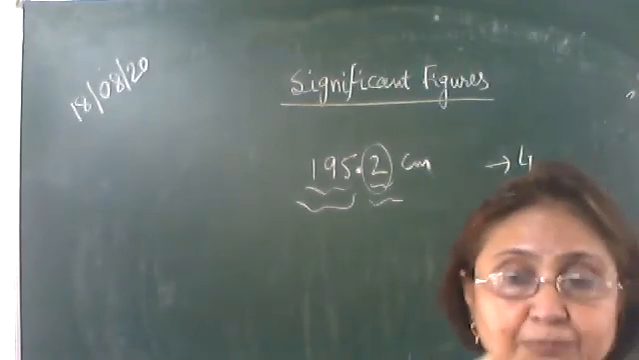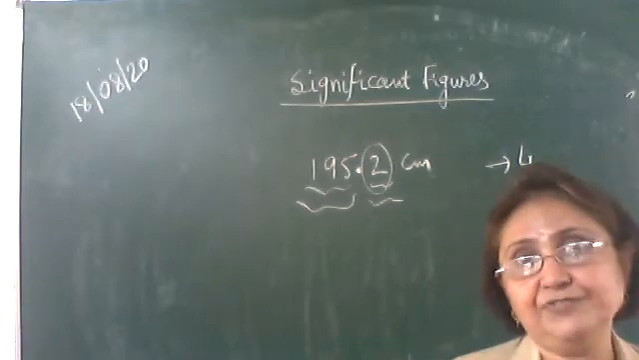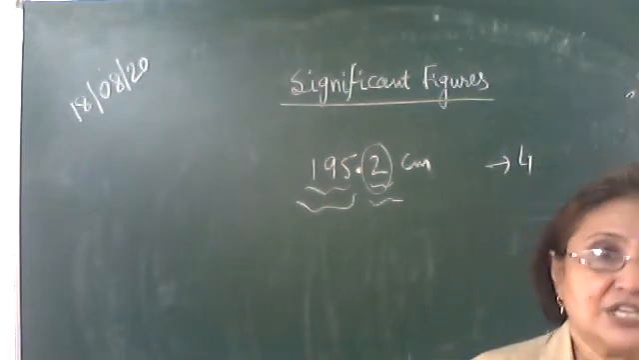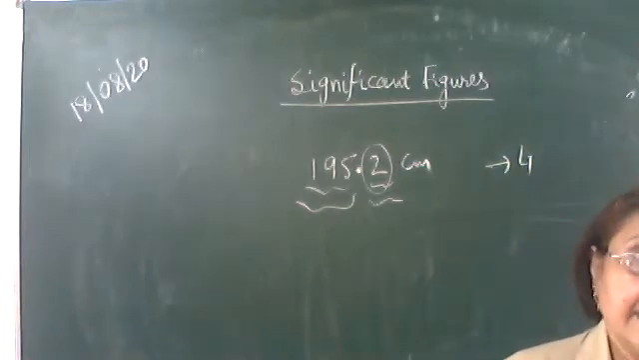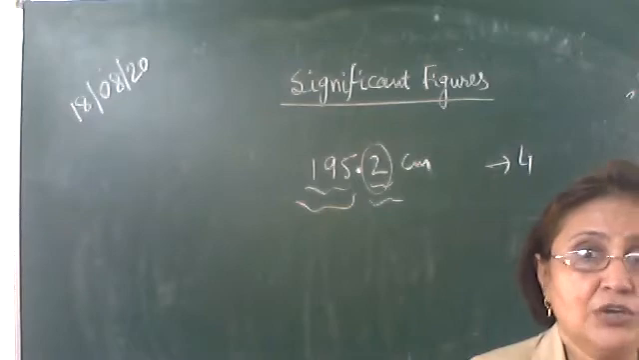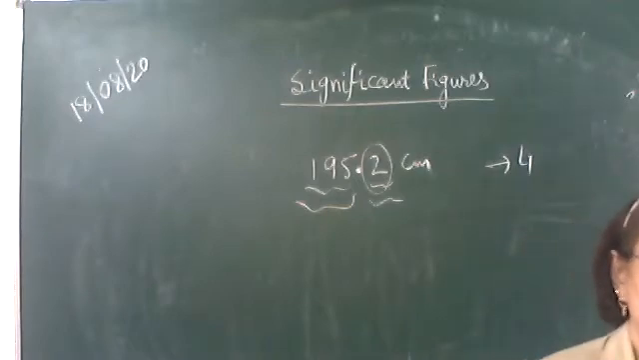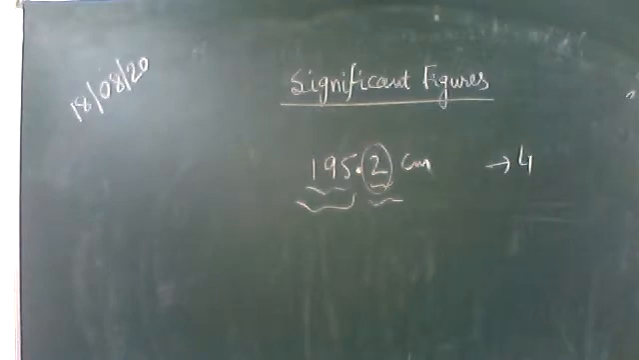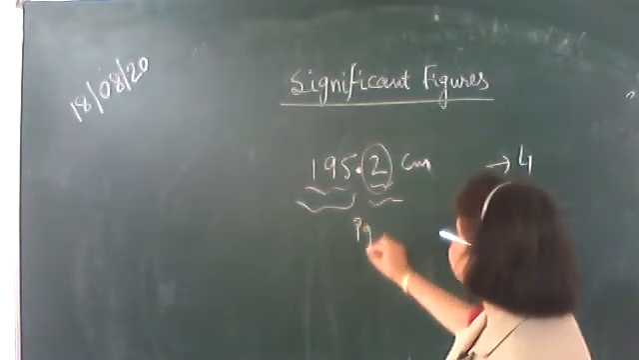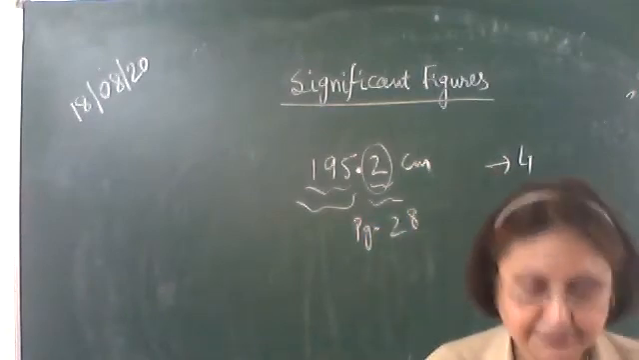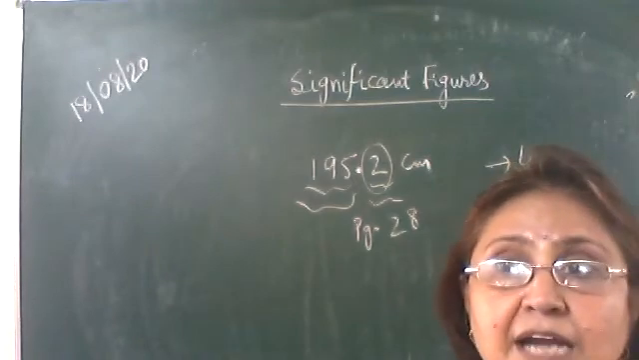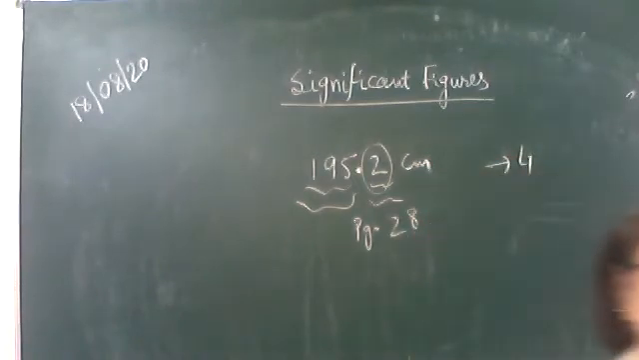Now there are some rules to find out the significant figures. Let's study the rules. Here I'll explain and you will copy it from your NCERT book. It is given on page number 28, with the bold letters. So here I am explaining and you will note down from the book itself or learn from the book itself.